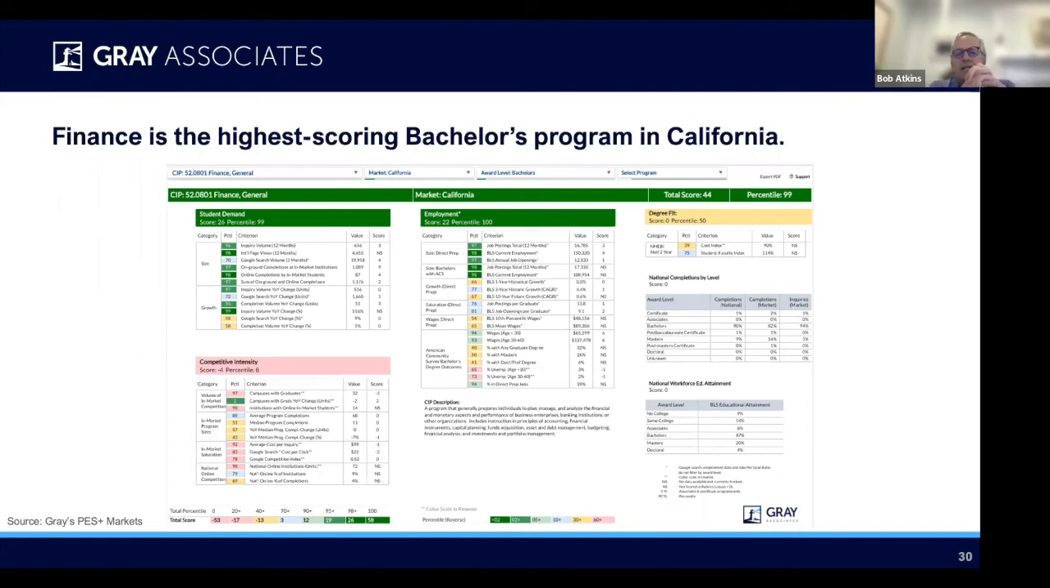And finance here is actually overall one of the highest scoring programs in California. And again, this isn't something where you can make a decision purely based on a number like that. When I look at competition, it really gives me pause here. So even though student demand and employment are really great, I'd worry about that pink box there down on competition and make sure I've got a clear plan for how I'm going to win in this market if I choose to offer this program.